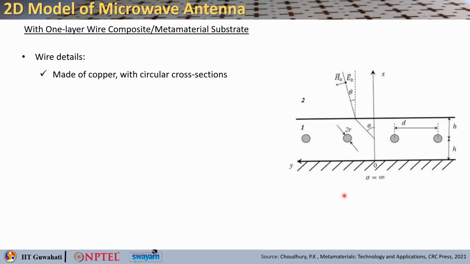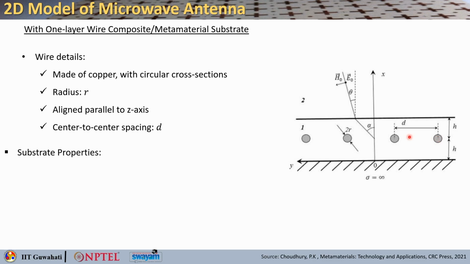Now that experiment was done with iron wires. Here we are considering wires made of copper, with a circular cross section. You can consider the radius of the wire to be r, or the diameter to be 2r, and notice that they are all aligned parallel to the z axis, which is going into the screen. Another important parameter is the periodicity of these wires, that is, the center to center spacing between the wires, considered to be d.